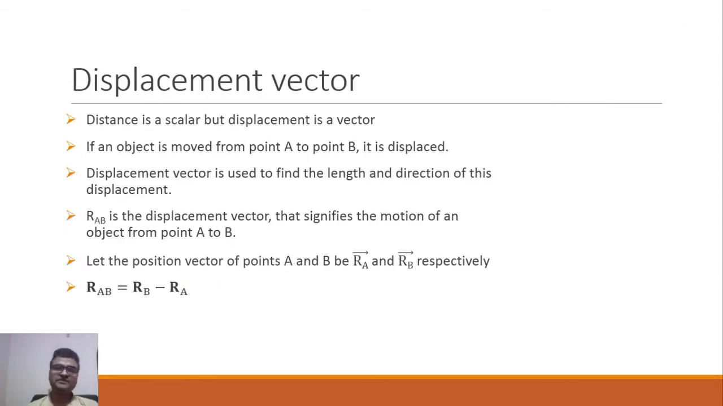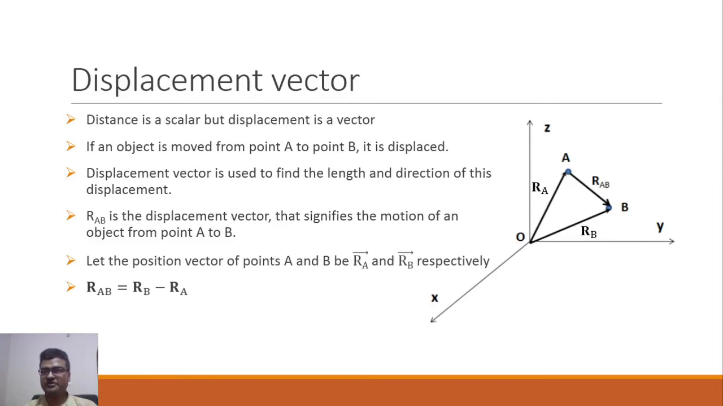Once we are done with the position vector, we have to see another vector which is known as the displacement vector. So let's say we now have two points. One is point A and one is point B. Let's say that there is an object which moved from point A to point B. To show the displacement or the movement of this object, we have a vector which is known as the displacement vector.